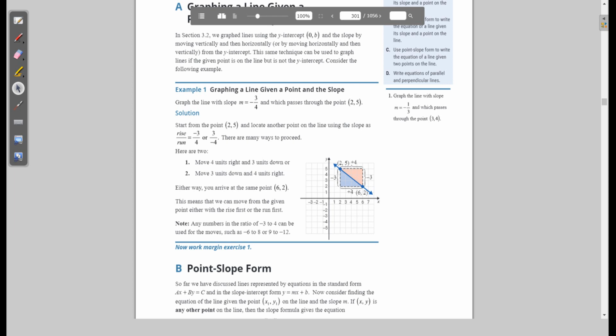Let's actually, you know what? Let's actually snip this.